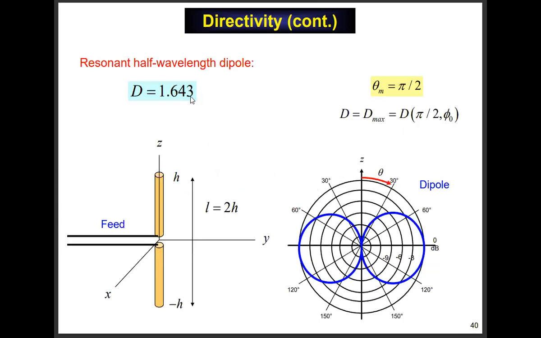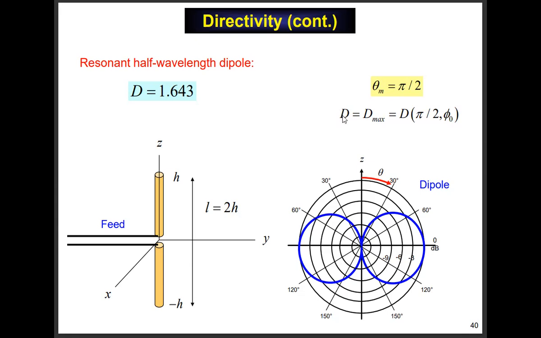Now, I'm not going to prove this. You have to plug into MATLAB and do that integral and everything. But anyway, it turns out that for the good old resonant half-wave dipole, the directivity is 1.643. Okay, from numerical MATLAB calculation. And here is the pattern function again. Again, the maximum angle of radiation, theta maximum, is pi over 2 or 90 degrees, straight horizontal.